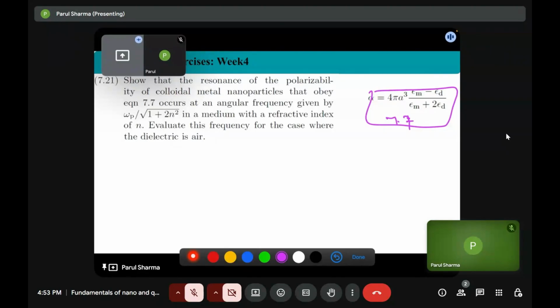So just now we have solved two questions similar to that, and we have shown how we can get this formula when the dielectric is there. We have to prove that here. So to prove, omega is equal to omega p by the square root of 1 plus 2n squared.